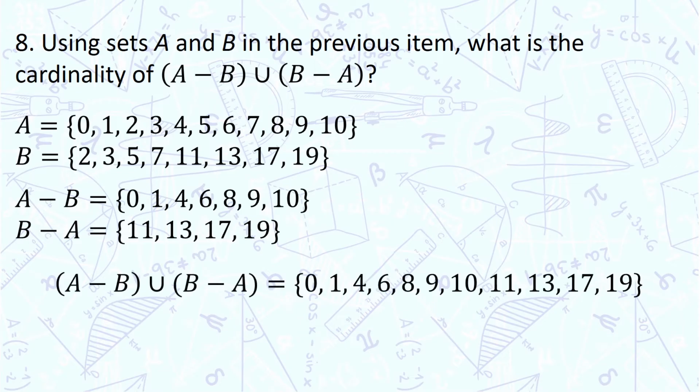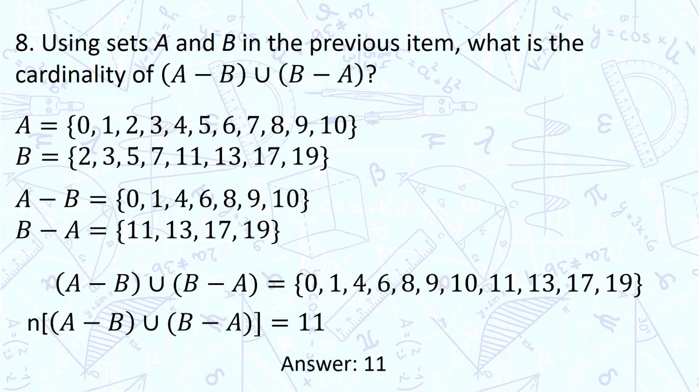Hence, the union of these two sets is the set with elements 0, 1, 4, 6, 8, 9, 10, 11, 13, 17, 19. The cardinality of a set is the number of elements in that set. Therefore, we count the number of elements, and that is 11.